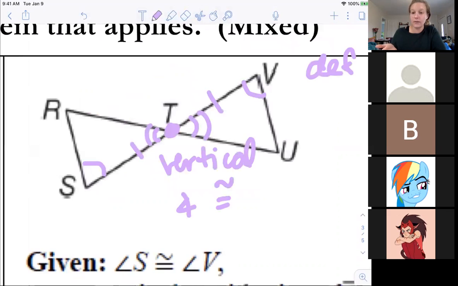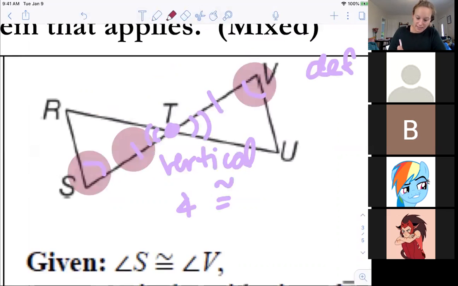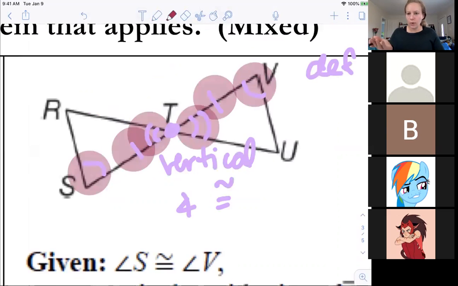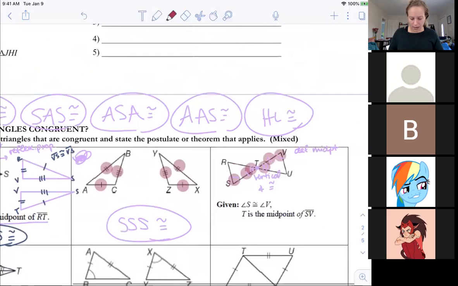So now I've got another set of angles that are congruent. I know S and V are congruent. I know segment ST and VT are congruent. And I know that the angles at T are congruent. Which of the 5 shortcuts do I call this?